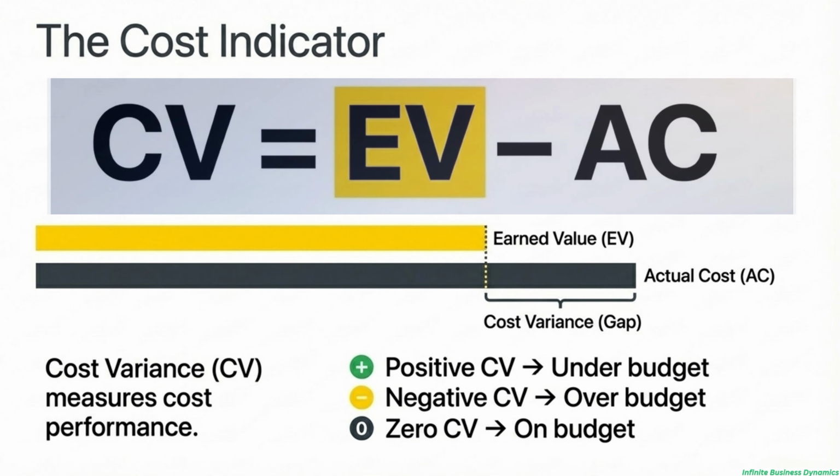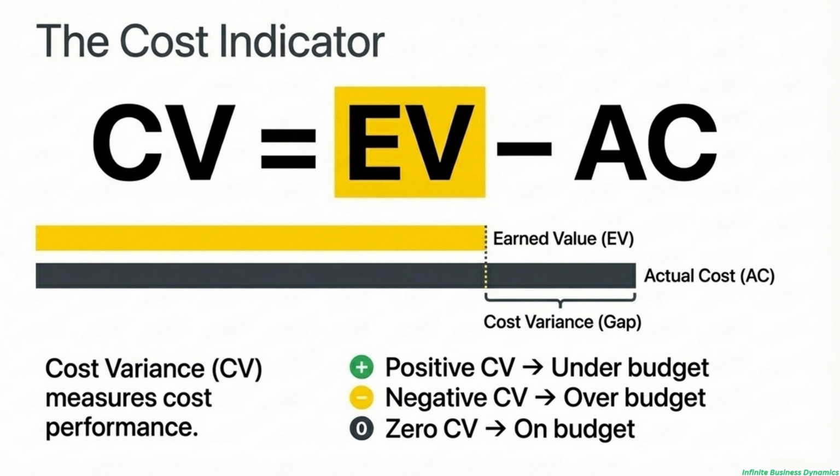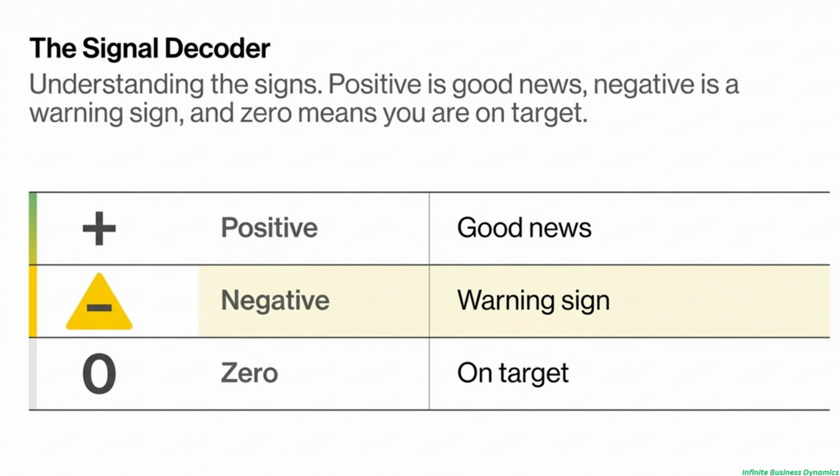And next up, we have Cost Variance, or CV. And check this out. The formula is almost identical. CV equals earned value minus actual cost. All you're doing is comparing the value of the work you got done, your EV, to what you actually paid for it, your AC. So if the number is positive, you've spent less than the work was worth. You're under budget. If it's negative, you're over budget. And zero means you spent exactly what you should have. Simple, right?